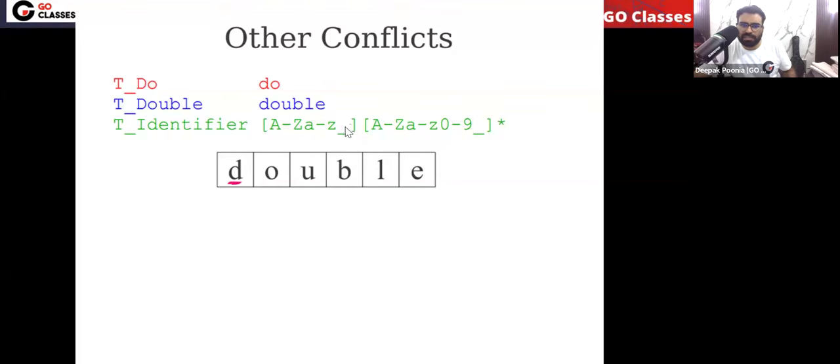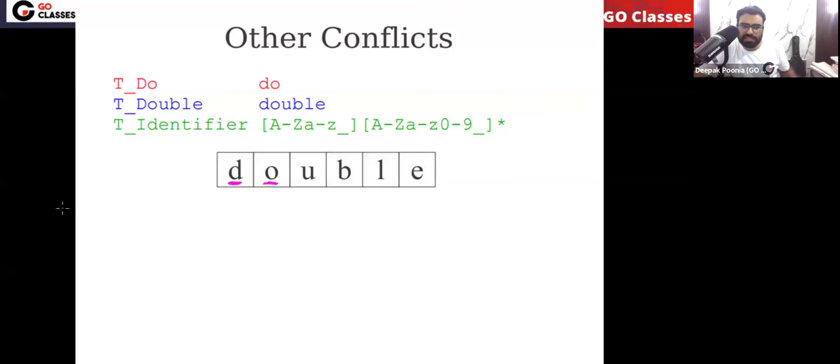Okay, and remember this underscore, we treat this underscore as a letter. So remember, this is the identifier regular expression. Now you tell me, when you read this character D, from left to right, we are reading characters one by one. So when I read this character D, which regular expression is in the race? All of them. Yes or no? All of them are in the race.